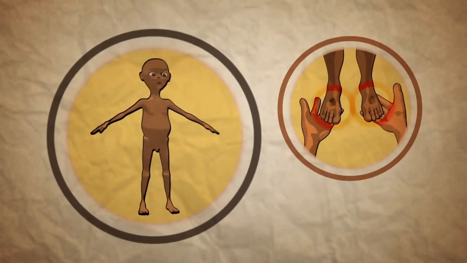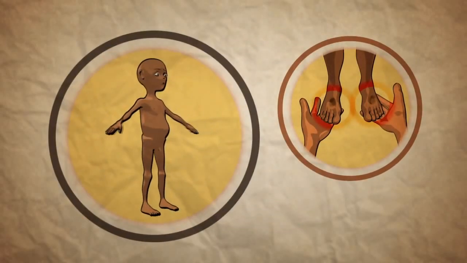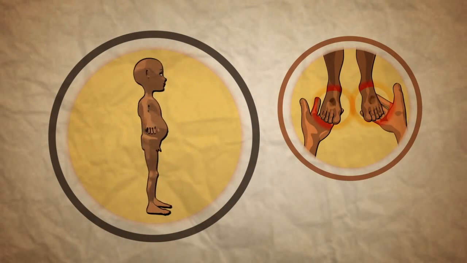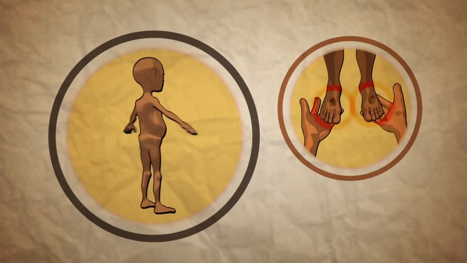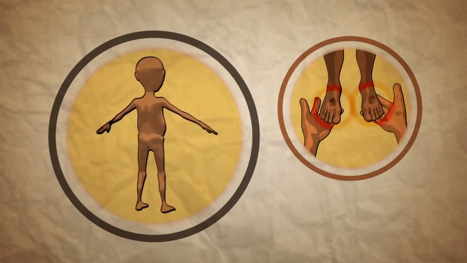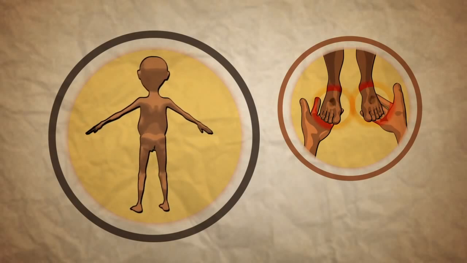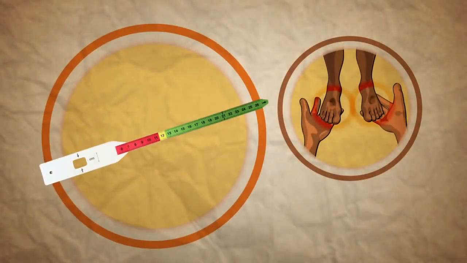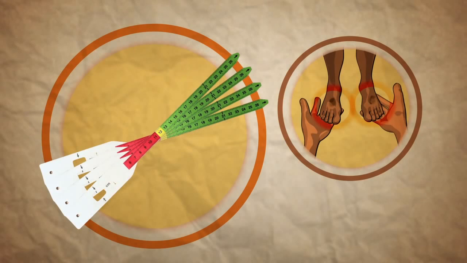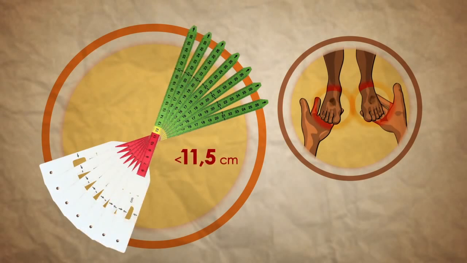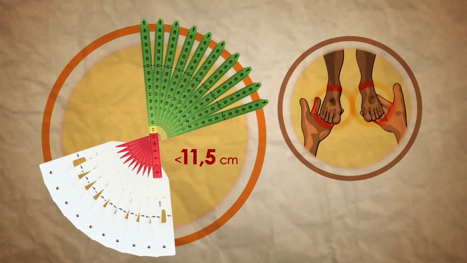After performing these tests, it may be necessary to refer the child to a medical officer or hospital. If a child under 6 months has visible signs of severe wasting or edema of both feet, they must be referred. If a child older than 6 months has a mid-upper arm measurement of less than 11.5 centimeters or pitting edema and a medical complication such as pneumonia, diarrhea and fever, they must also be referred.